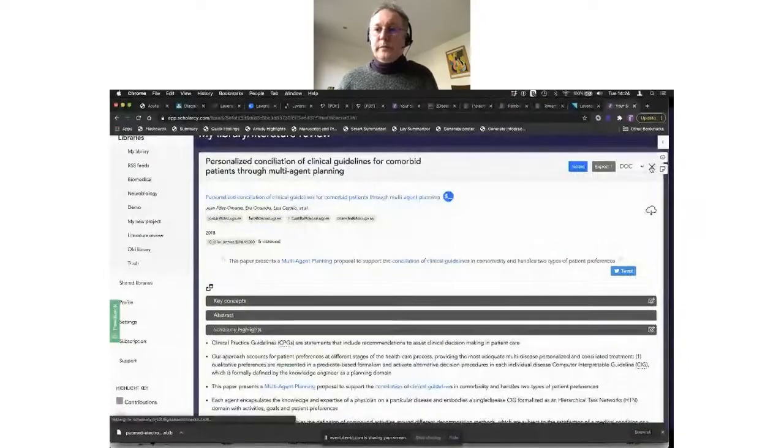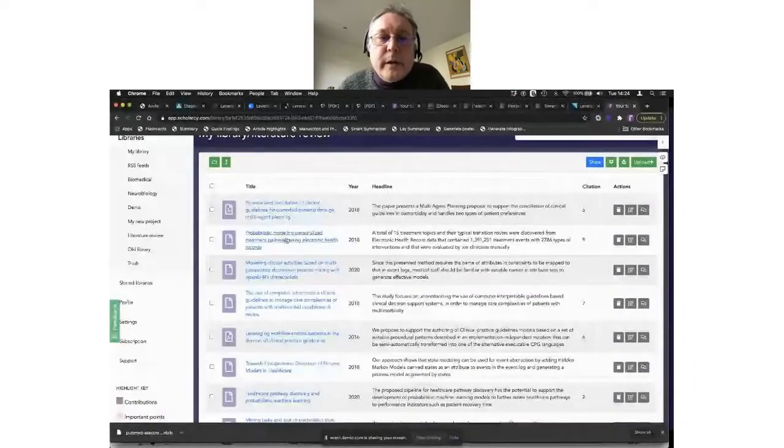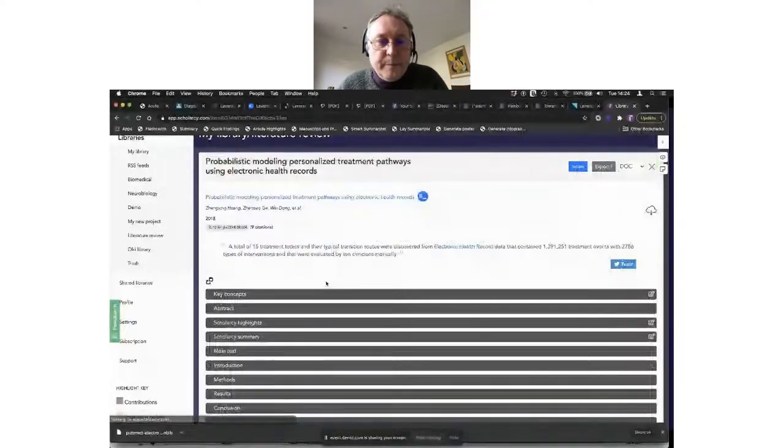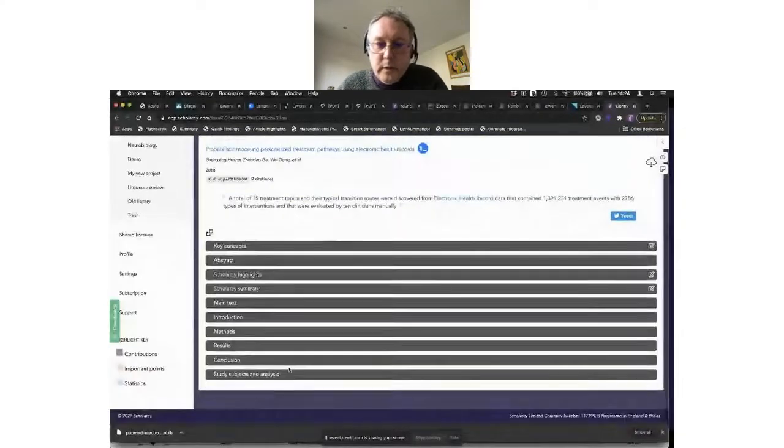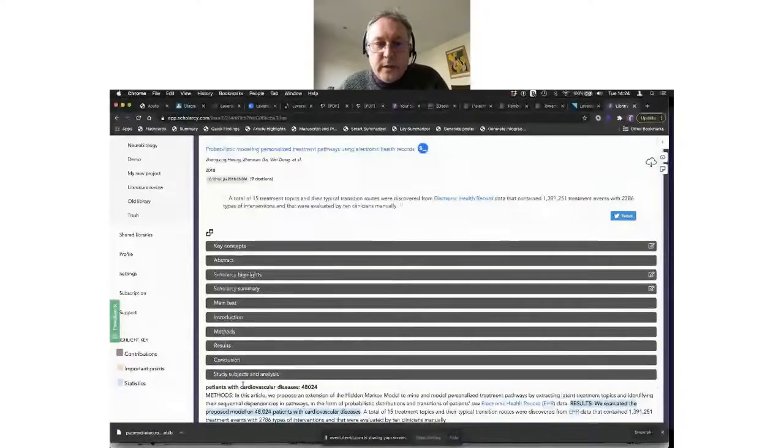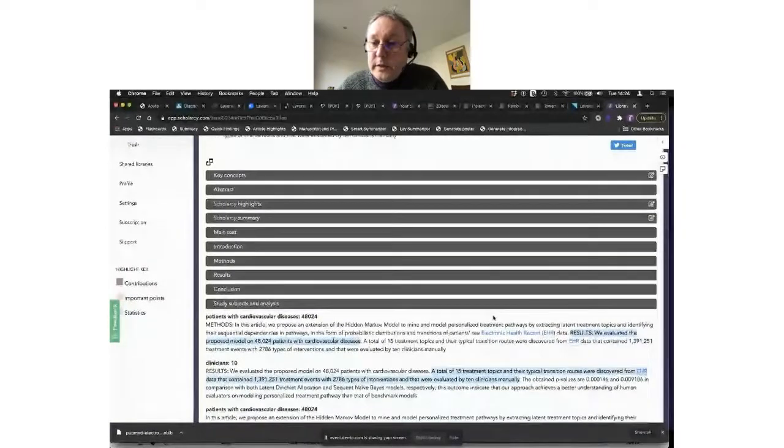So this looks useful. Did we get any other papers that are like that? Well, this also looks like personalized pathways again. So let's have a look at this one. What did they do? Well, again, Scholarcy highlights the study subjects for us, which is handy. Actually, this is more promising.